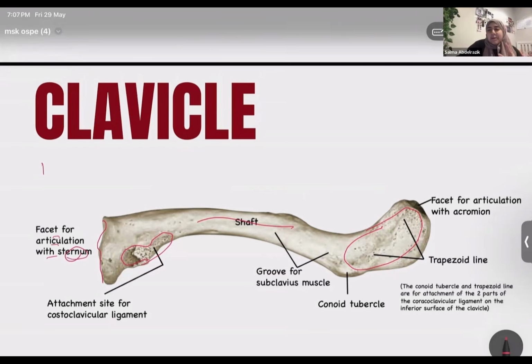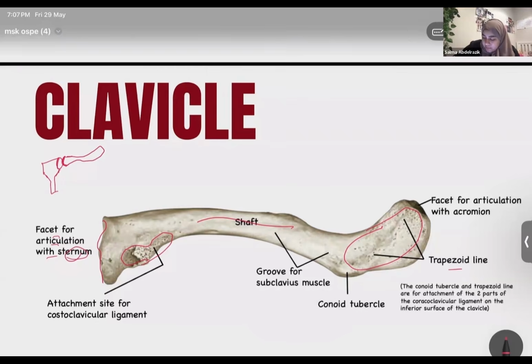I'm going to try my best to draw the sternum. It's just something like this. So we have an empty, shallow circle here in which the clavicle attaches. So basically the sternum is attaching to the clavicle. Awesome. So this is the sternal end.